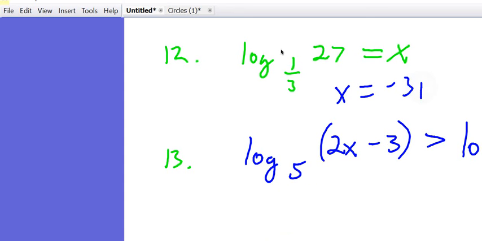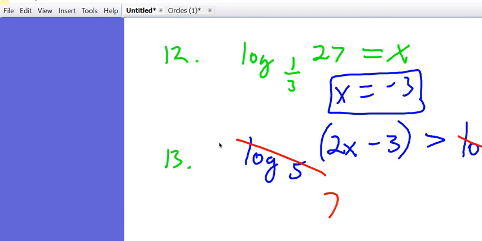All right, number 13. For this problem, since our bases are the same, it's the same thing as doing an exponential equation with the bases the same. Just cancel out the log base 5. So 2x minus 3 greater than x plus 2. Now you just solve it like an equation. Subtract x. So x minus 3 greater than 2. Add 3.